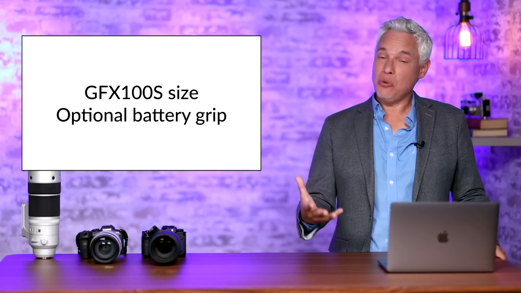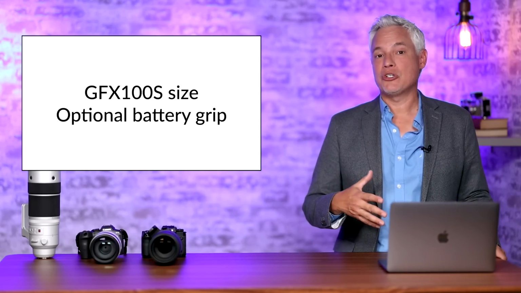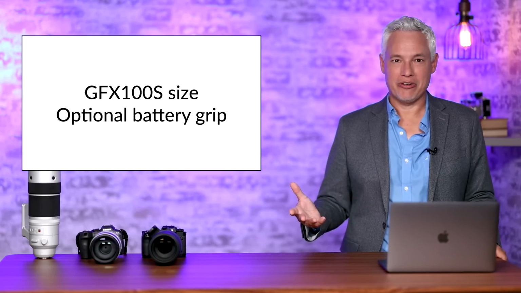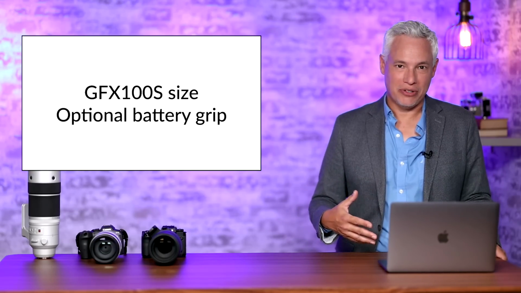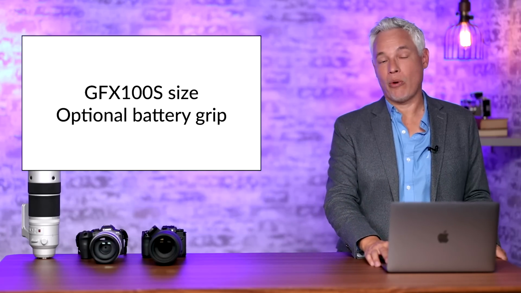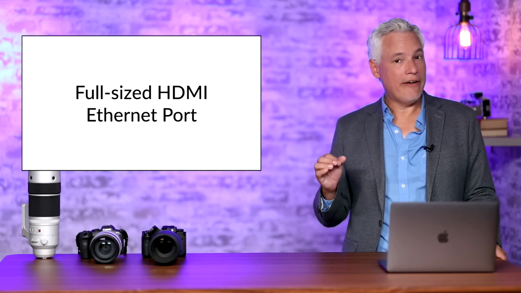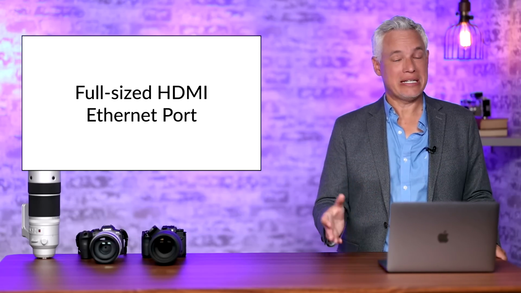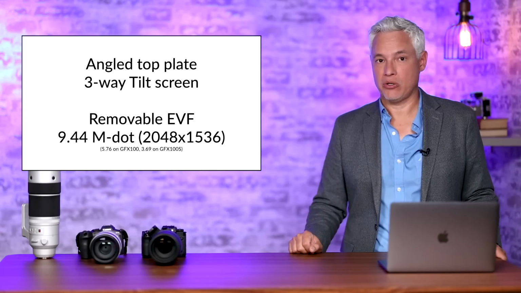For those of you that do want it to be big, there will be an optional battery grip, kind of like the Sony A1 has an optional battery grip. I prefer that. Sometimes I want to travel light, sometimes I want the vertical grip, so I'd rather be able to take it off. It will have a full-sized HDMI port and an Ethernet port for those of you who are tethering and you want to be able to offload files really quickly.